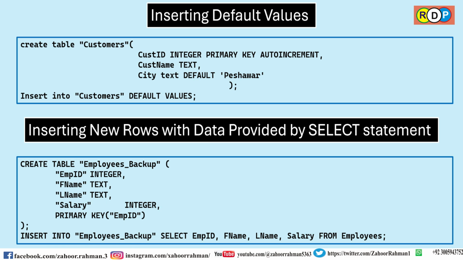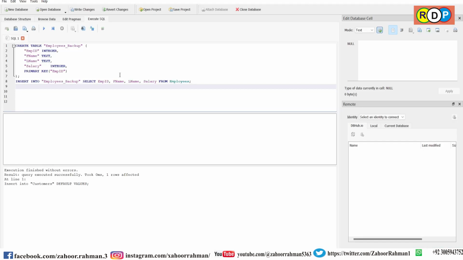Let's do that practically. Dear students, you can see that I have written the command exactly in the same fashion. This time I am also writing two different statements in a single cell. This will be executed first and this will be executed second.